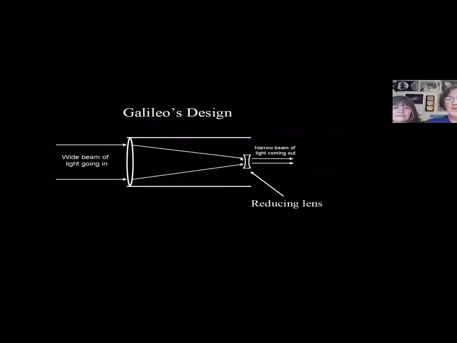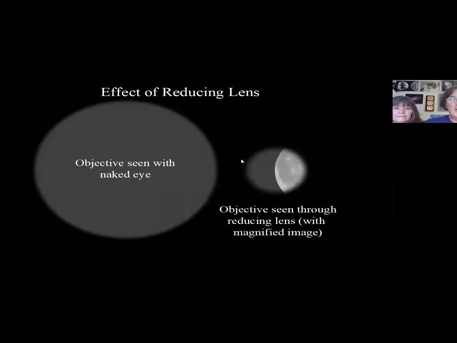And then if we use a reducing lens right in front of the focal point, it'll straighten the light beam back out, and it will make that wide beam of light going in a narrow beam of light going out, and function as a telescope. But the problem is, this is a reducing lens, and so you're looking at your primary mirror through a reducing lens. If you looked at the objective without the eyepiece in place, this is the way it would look. But when you look at it through the reducing lens, the objective looks a whole lot smaller.